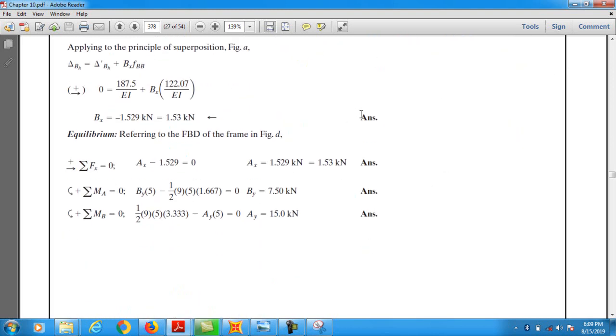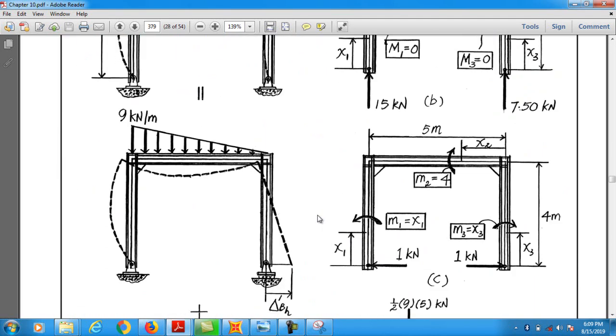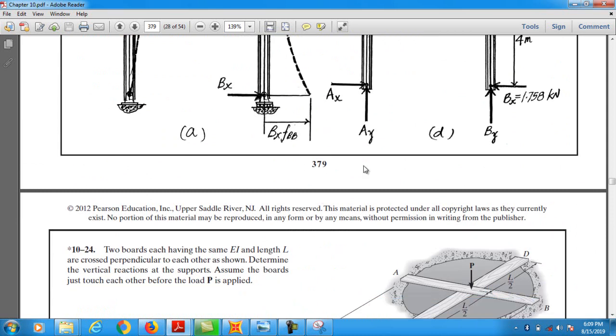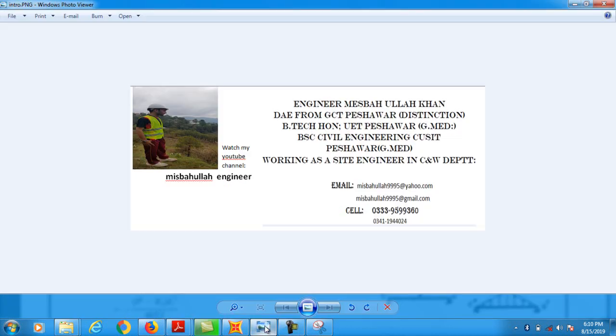So these are the reactions. You can confirm your reactions from there. Okay, so there is no bending moment and shear force diagram, I think so. So you can draw your shear force and bending moment diagram. So I think this is enough.